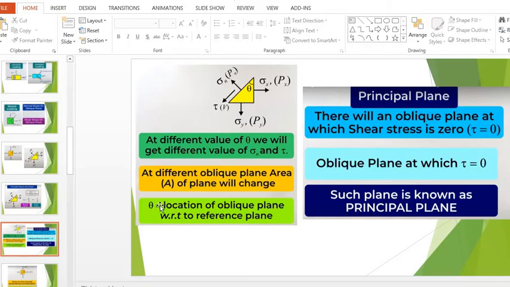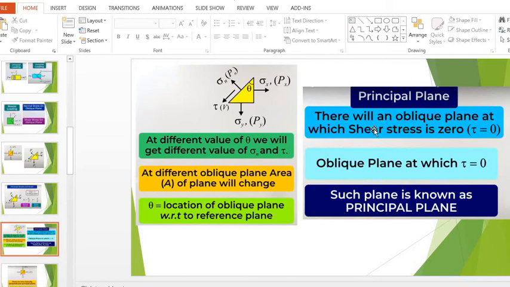And theta is the location of the oblique plane with respect to the reference plane, that I have already told you. Now once the oblique plane, normal stress and shear stress are clear, next is the principal plane.